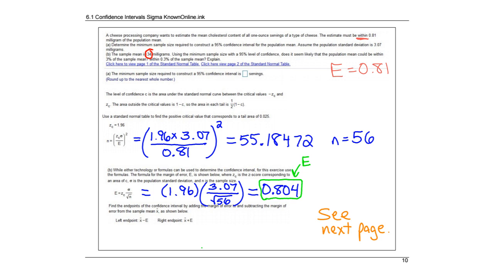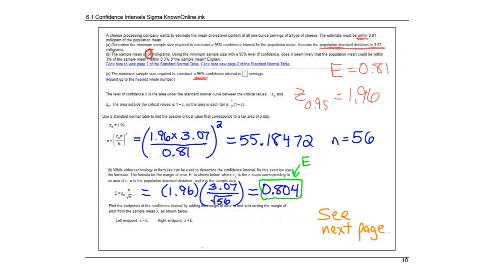Okay, so first they want me to determine the minimum sample size to have a 95% confidence interval. With a 95% confidence interval, that means I need Z of 0.95. So go to your table on your resource sheet, and you'll see that that's 1.96. All right, what else do I need? I need the standard deviation. The population standard deviation is right here. They gave it to me. It's 3.07. So I think I have everything I need.